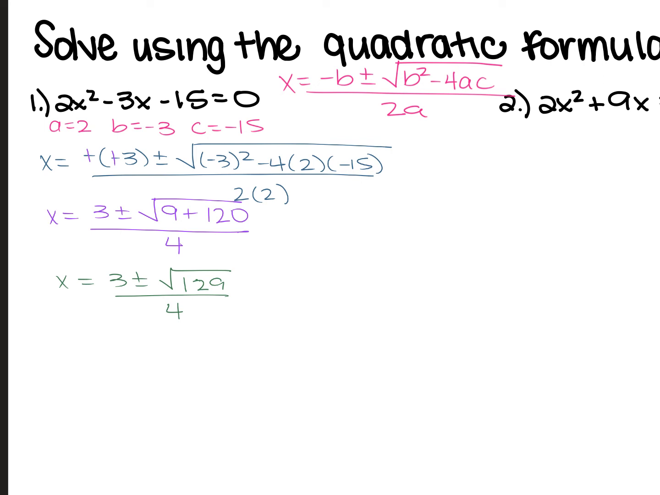That 129 is divisible by 3. It goes in 43 times. 43 is a prime number, so we cannot simplify that any further. That is your answer.